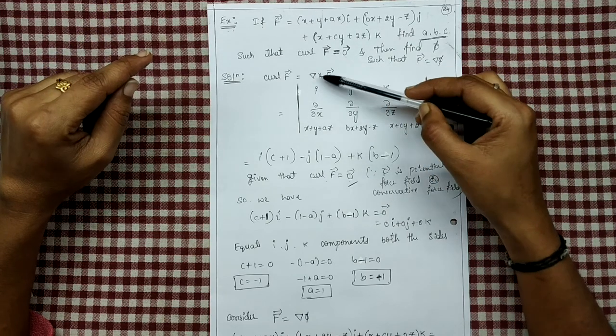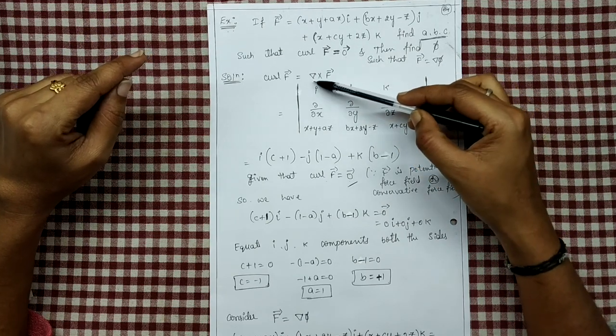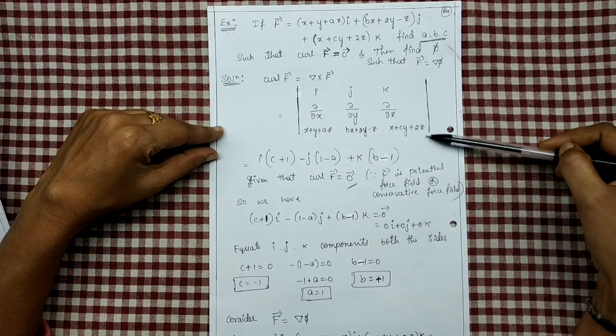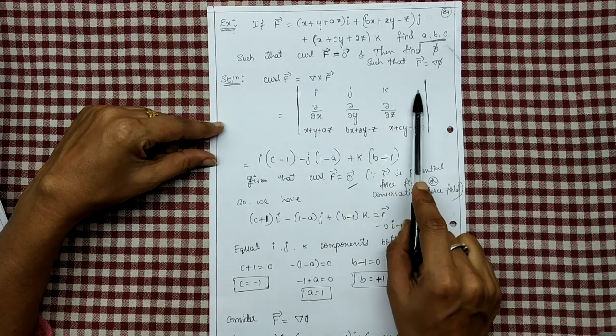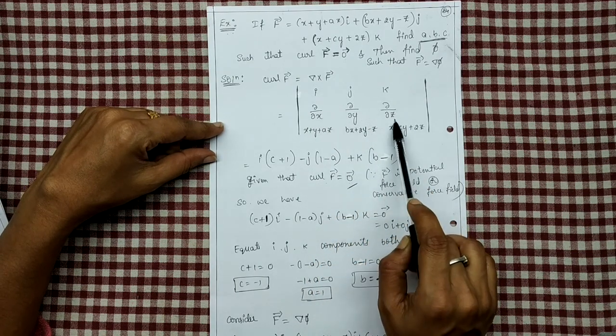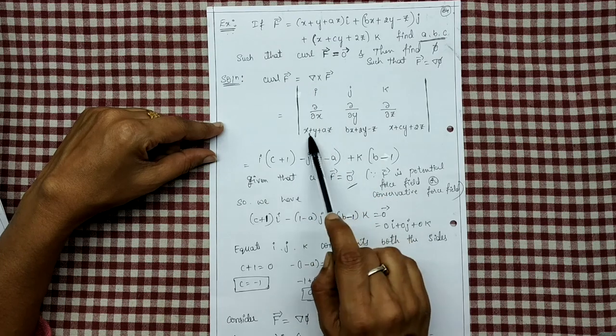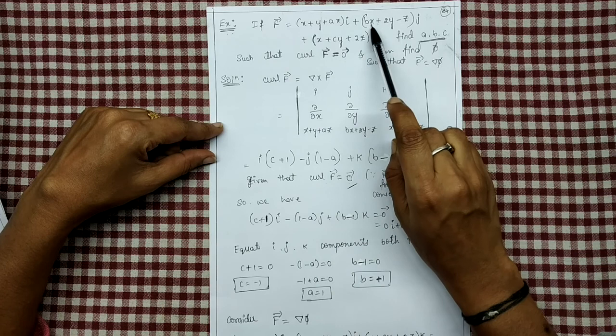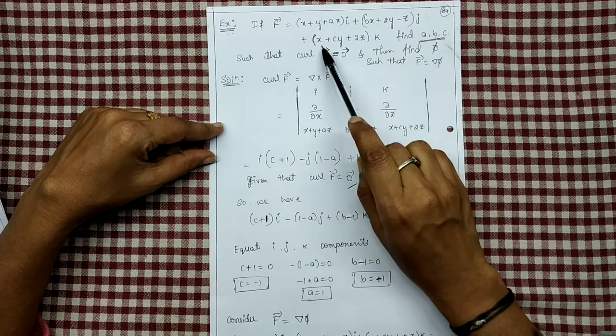Curl f is nothing but del cross f. We know this definition, del cross f. You know the definition of cross product also. It is nothing but the determinant with the first row being the elements i, j, k, the second row being dou by dou x, dou by dou y, dou by dou z, the elements of this del, and the third row being the elements of this vector f, that is x plus y plus az, bx plus 2y minus z, and x plus cy plus 2z.